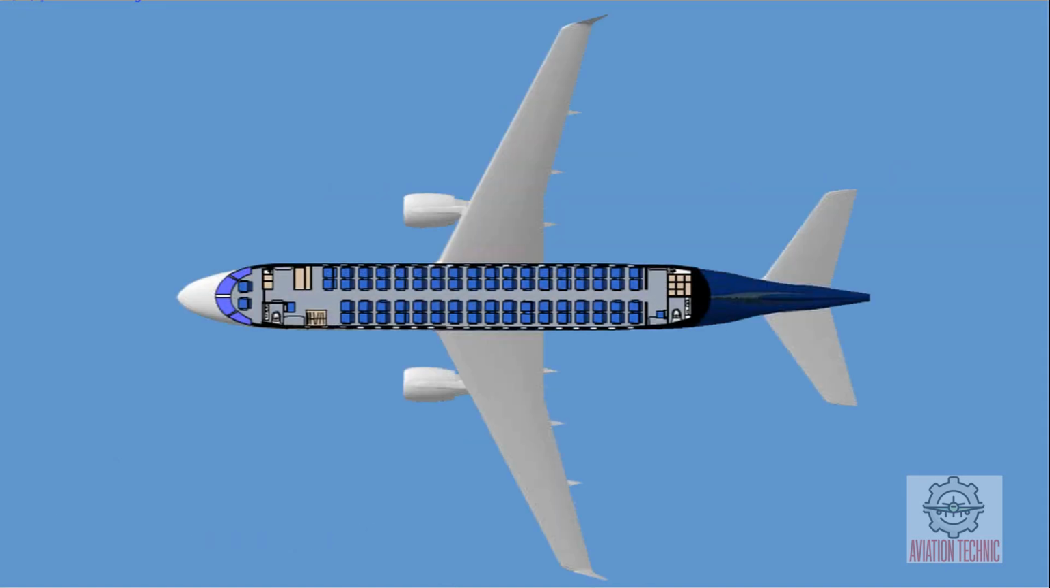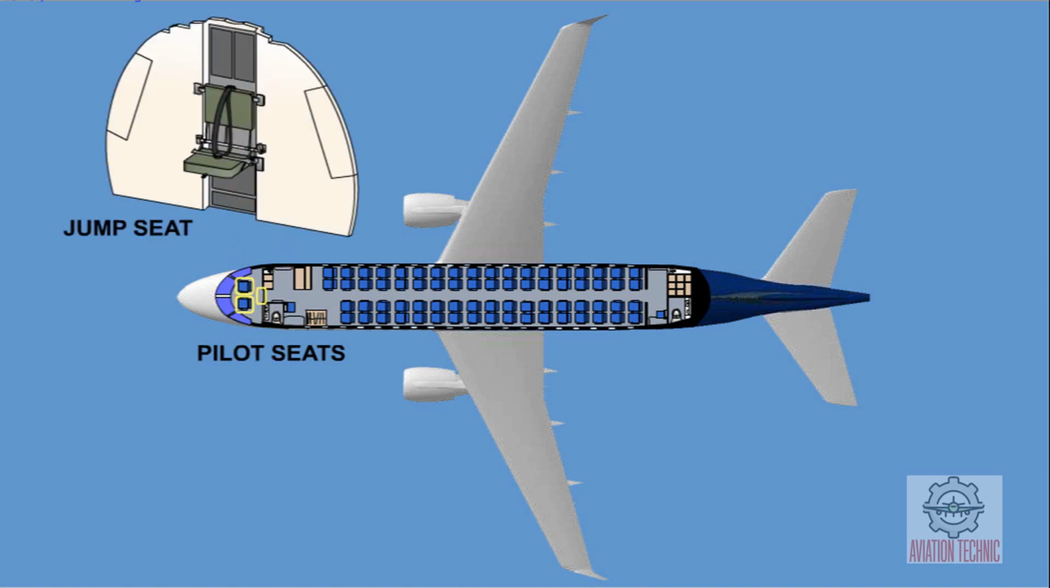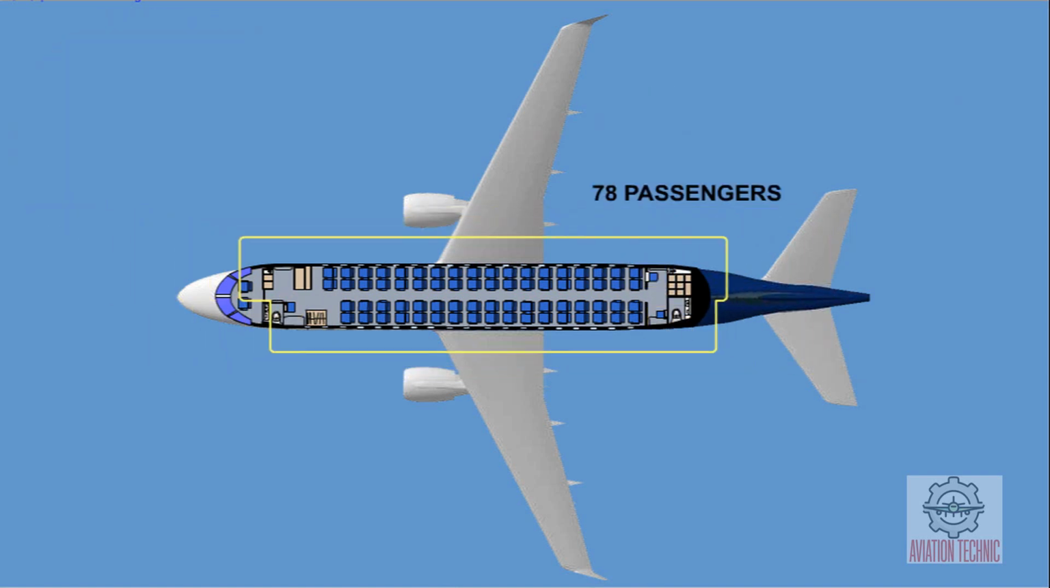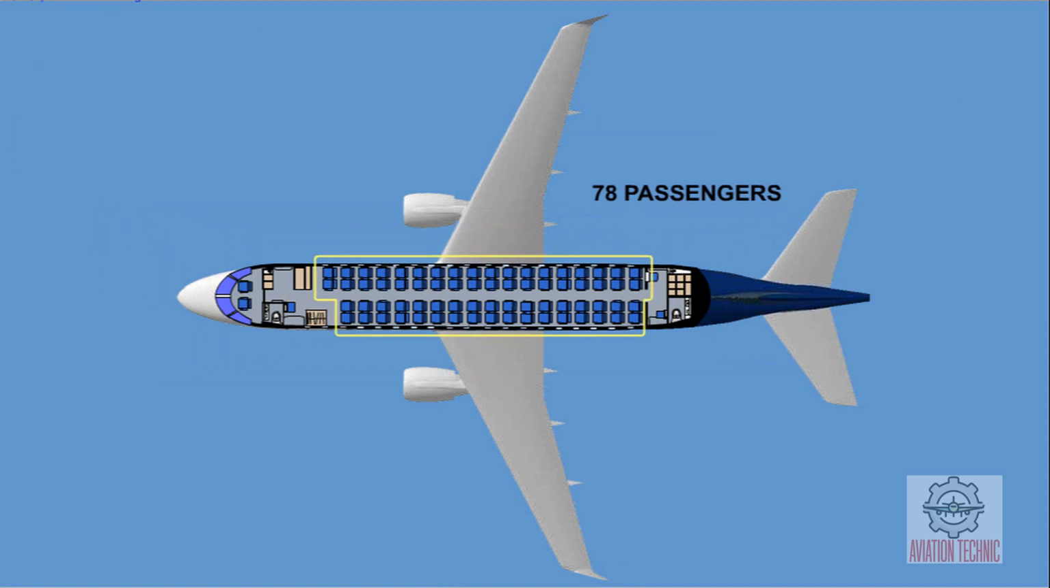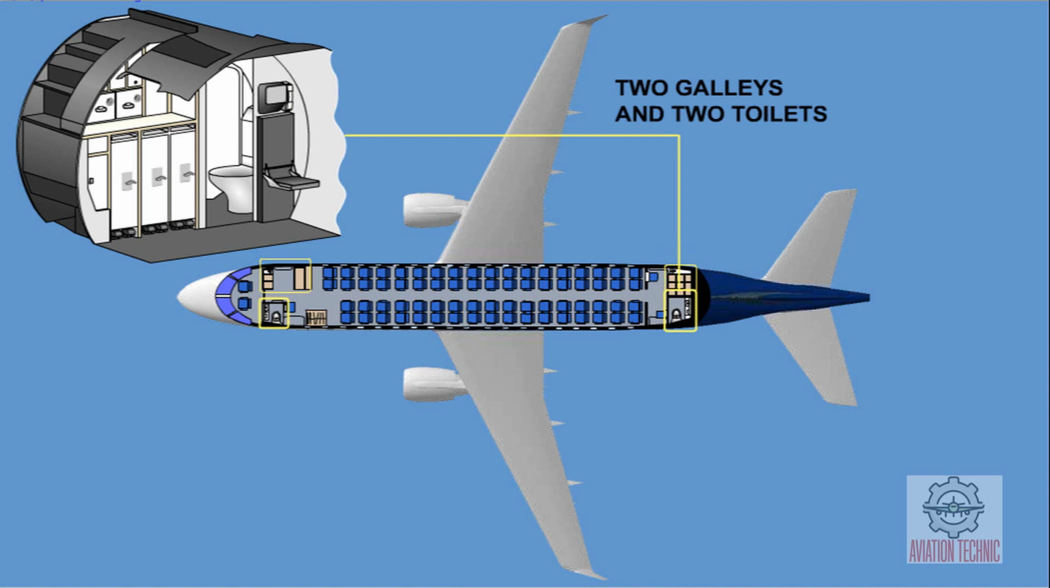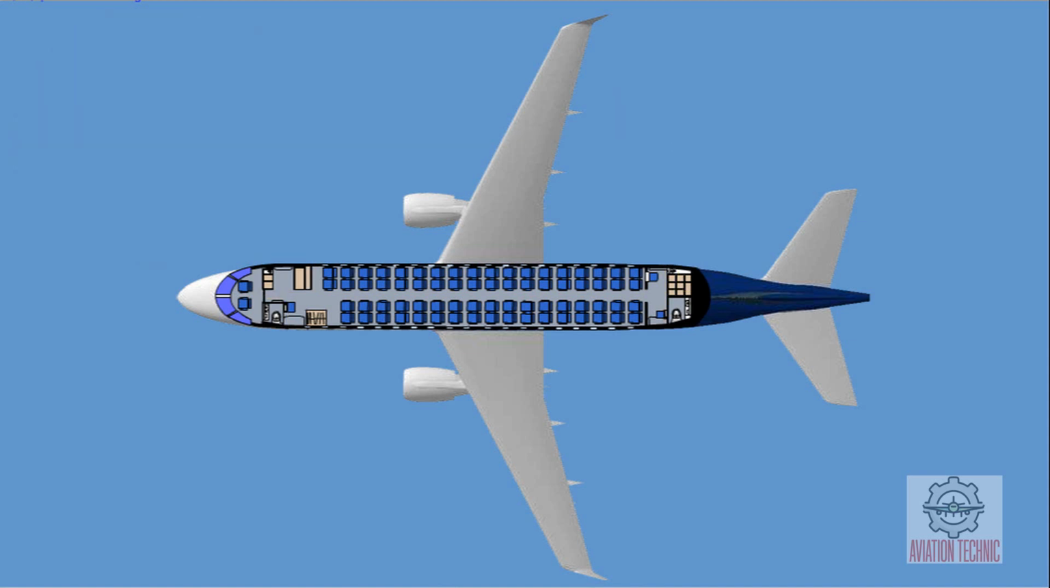The cockpit can accommodate 2 crew members in the pilot seats and 1 observer on the jump seat. 2 or optionally 3 flight attendants. 78 passengers can be seated in the cabin. There are 2 galleys and 2 toilets, 1 of each in the front and the aft sections of the cabin. The cabin also features a wardrobe built next to the front passenger entrance.